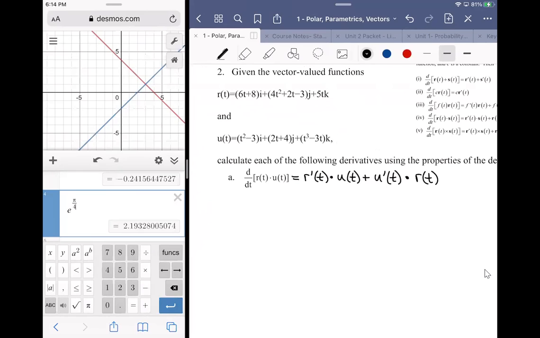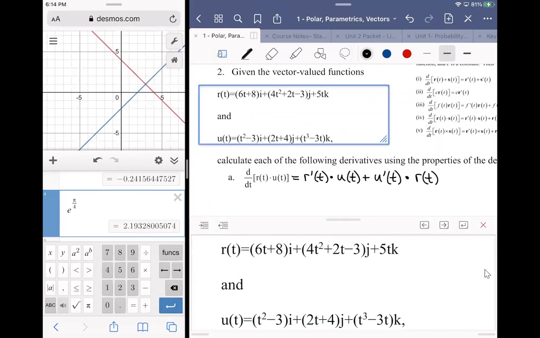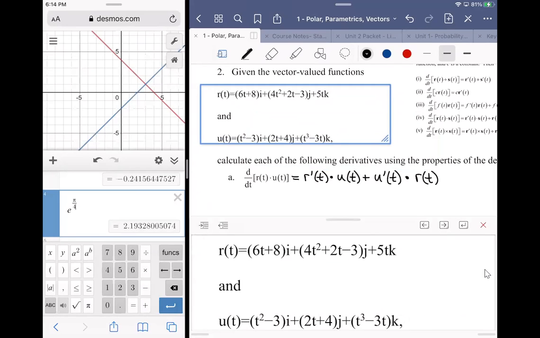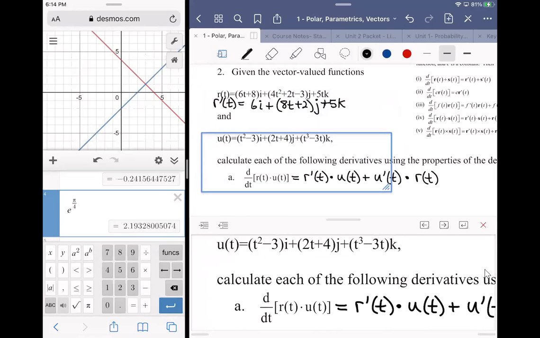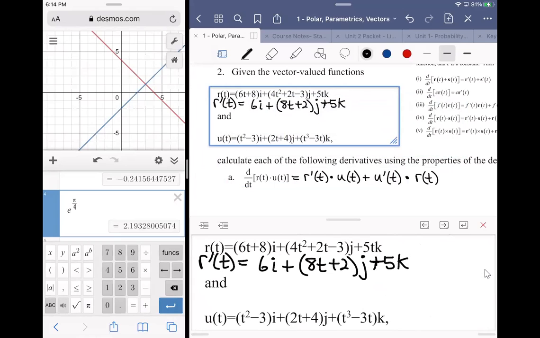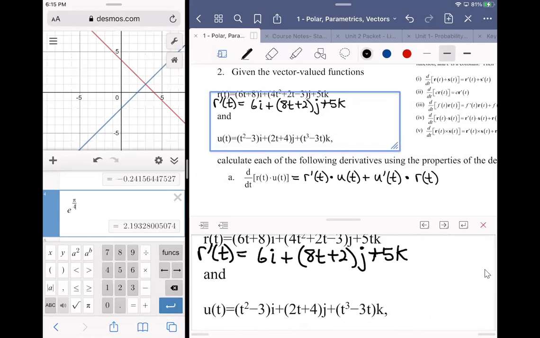I do need to know the individual derivatives. Some are easier than others. None of them are difficult because they're all related to polynomials, and we do them a piece at a time. So r prime of t is going to be equal to 6i plus, this would be a binomial, 8t plus 2 j plus 5k. All right, so that part's not too bad. The components that make up the derivative vector you can look at separately, and we'll look at them in component form in a second. But for now, we'll just get the derivatives down on paper.